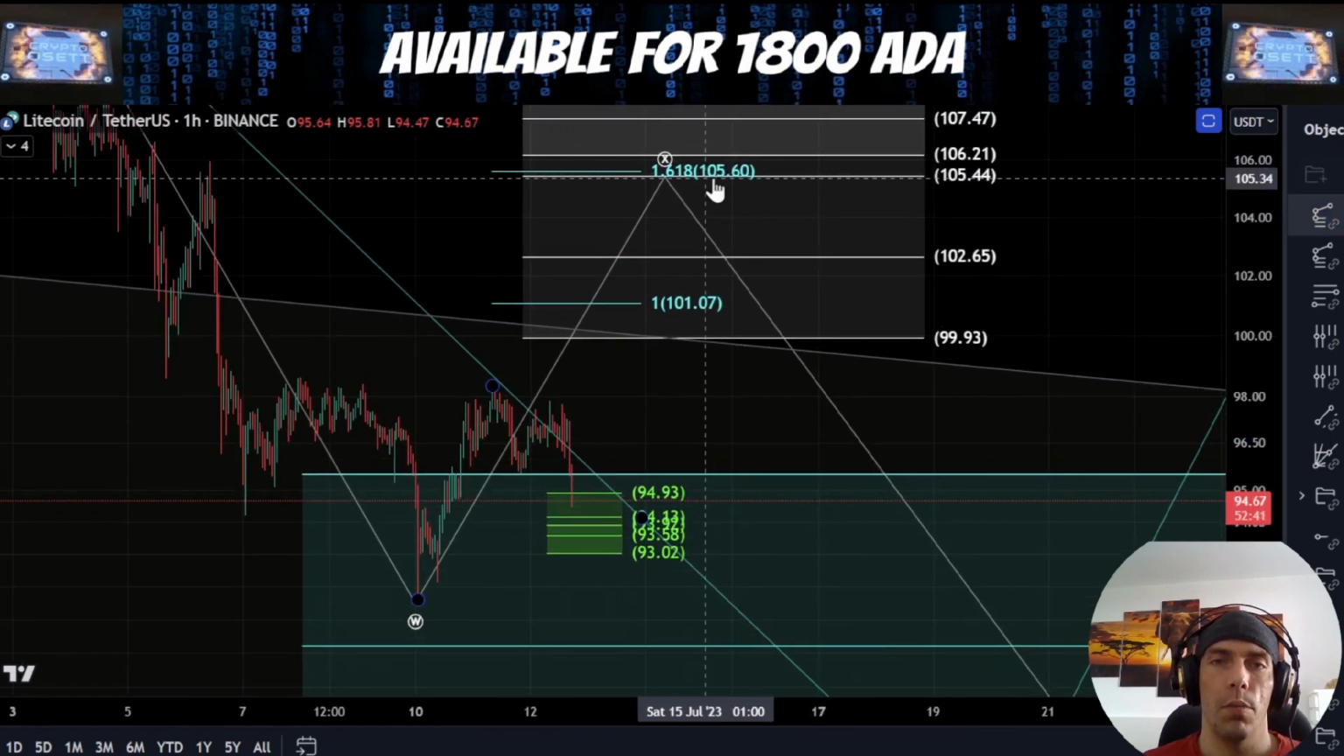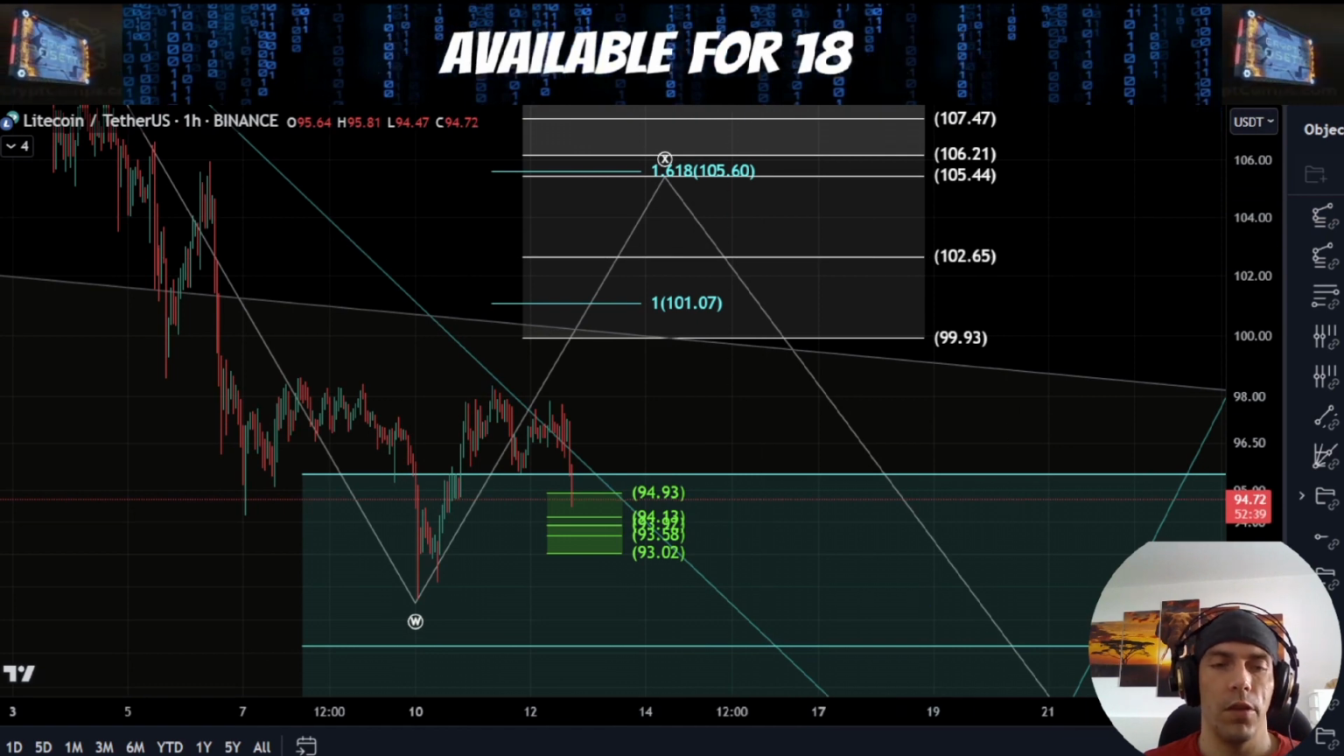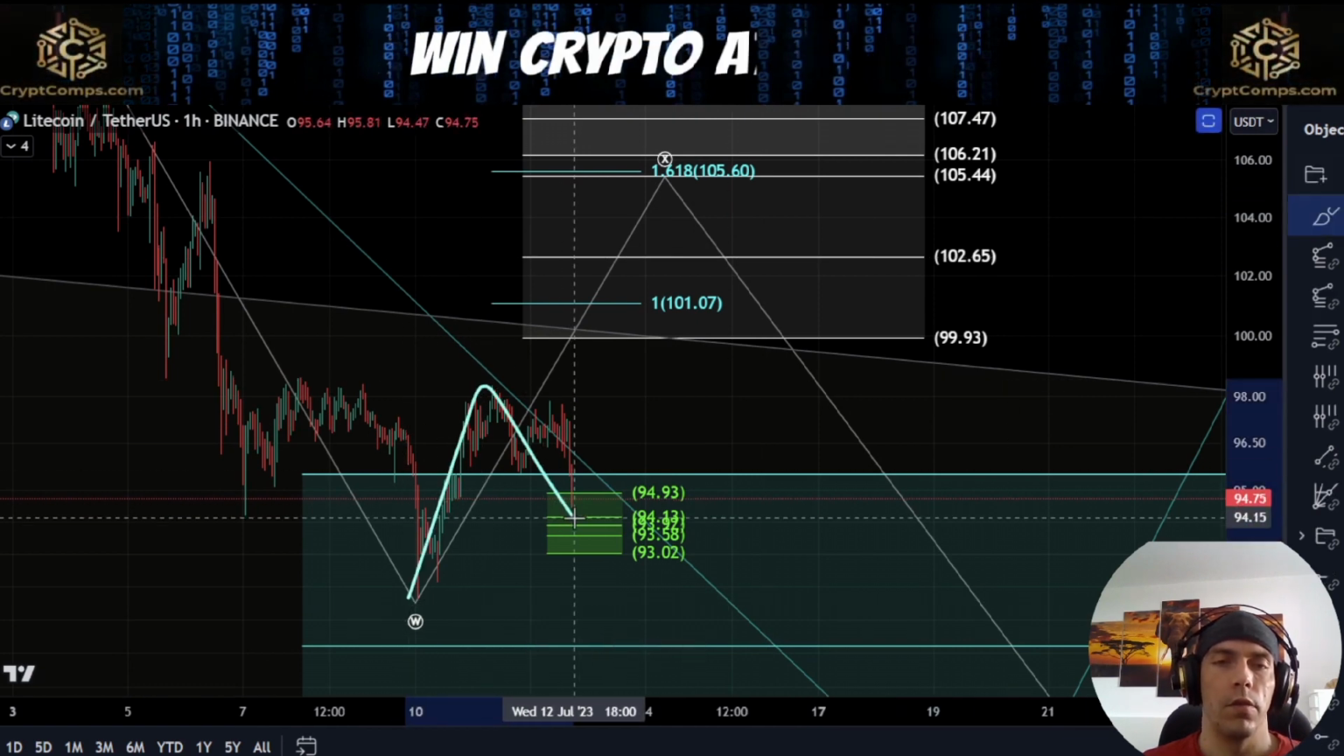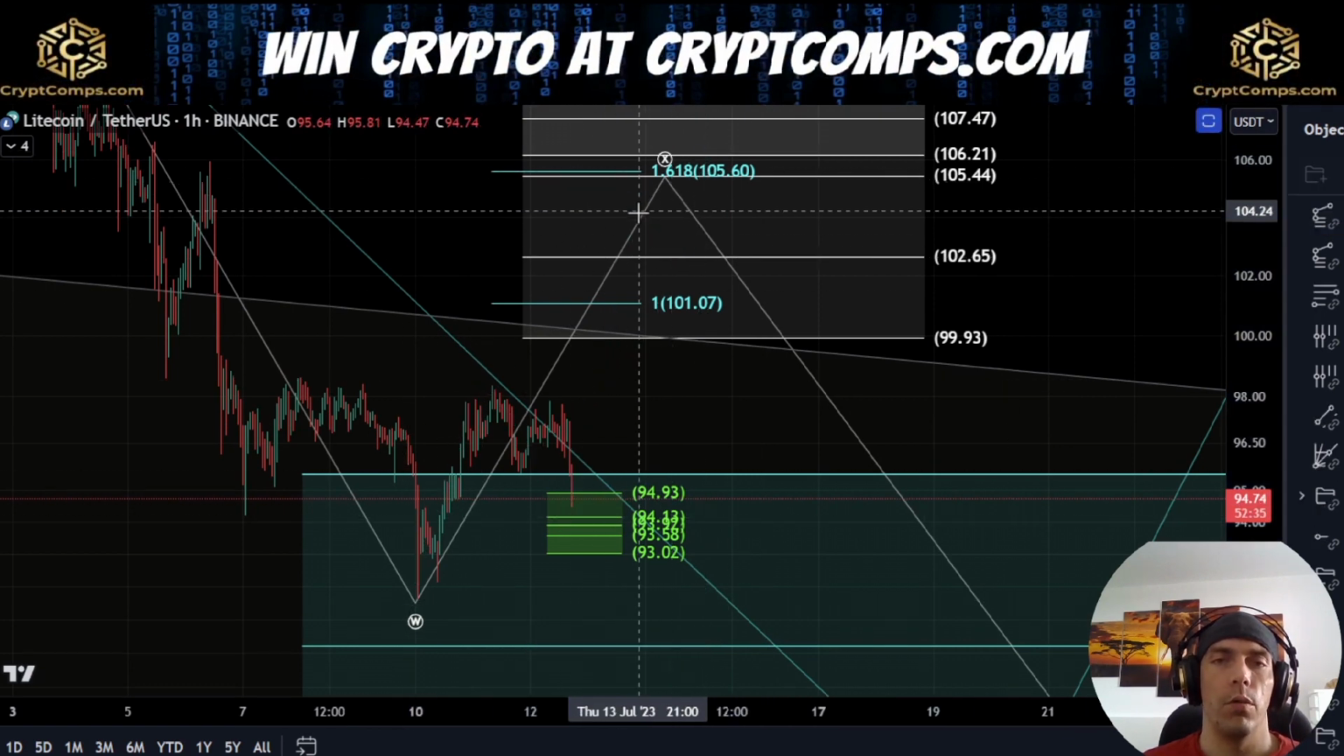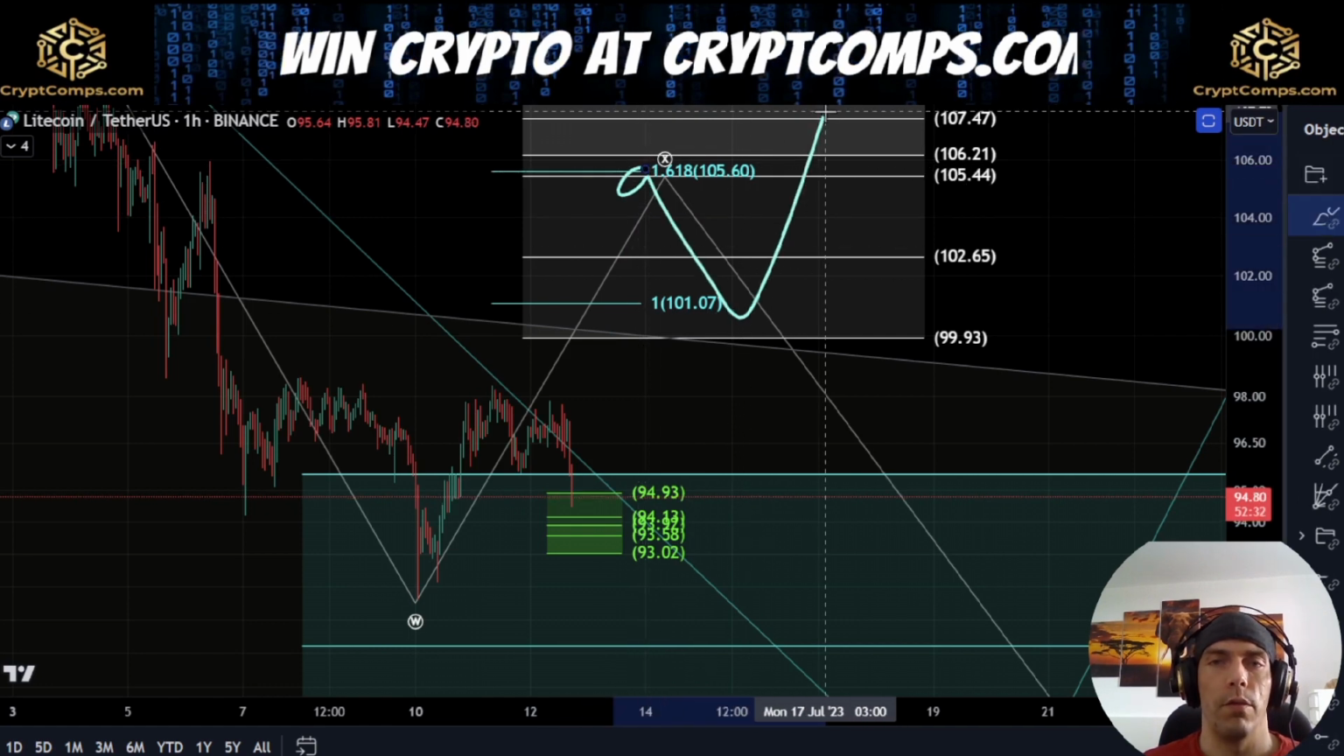If we do start to push up higher towards this 105, then potentially what we could see is this develop as a bigger 5-wave move here, where we get this 3rd wave come in, 4th wave, and then 5th wave.